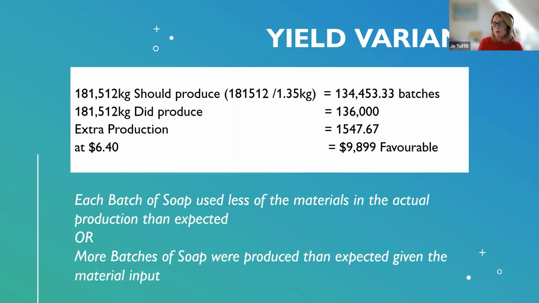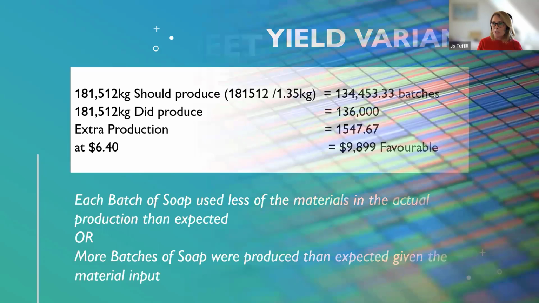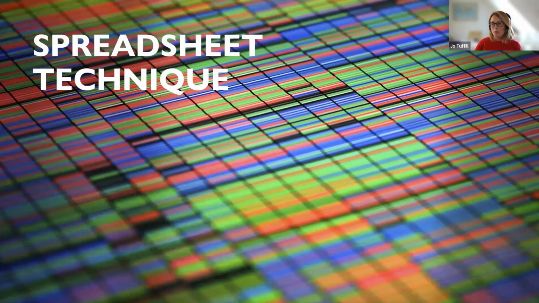Don't worry too much about which one you're using. It's because of the way you are doing the calculation that those two statements don't seem to be the same, but they are the same explanation of the yield variance. You're either saying that you're using less of the materials than expected, or you're producing more batches of soap than you expected from the amount of materials that were input. They're both valid. Hopefully that's clear. I'm now going to go onto the spreadsheet and show you how to do it on spreadsheet, this question.